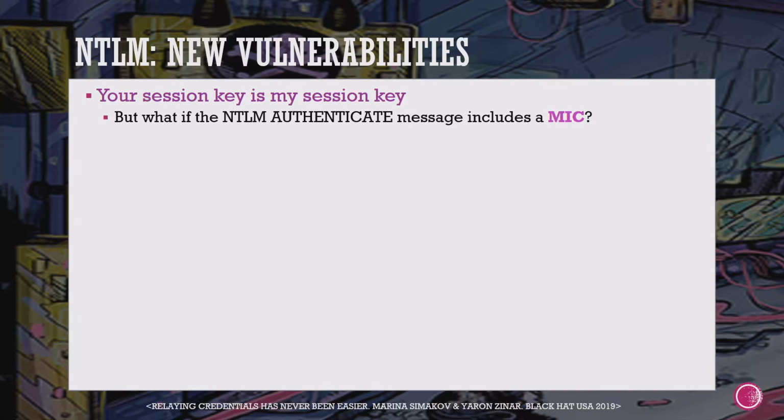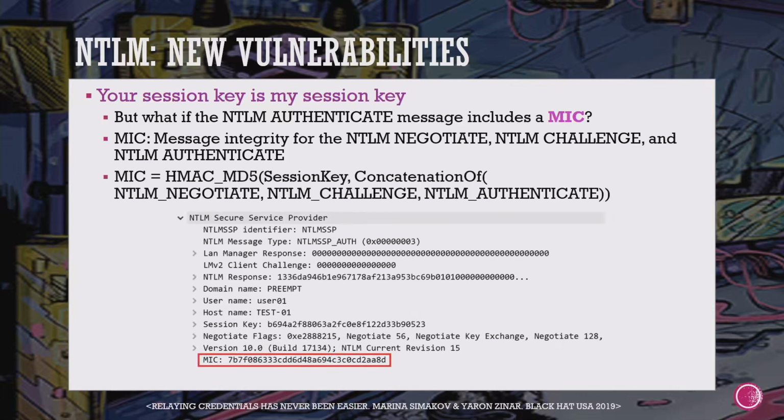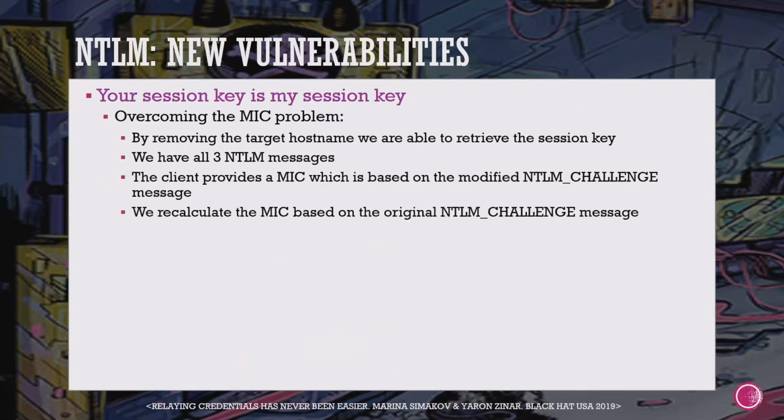So there is one last obstacle we need to overcome, and that's the MIC. The MIC is a message integrity code that signs all 3 NTLM messages: the negotiate, challenge, and authenticate. The MIC is there to protect from any tampering that is done to any of the NTLM messages. But wait, we did tamper with the NTLM messages, specifically with the NTLM challenge. But if you'll see, the session key for the MIC is the same session key for the SMB signing. So what are we going to do? We're simply going to recalculate the MIC and send the new NTLM authenticate message to the server.